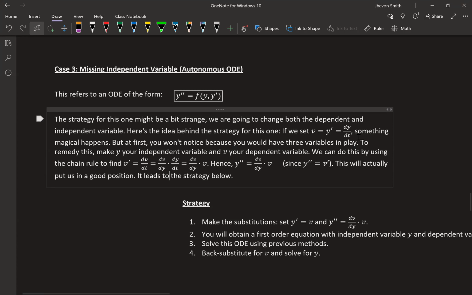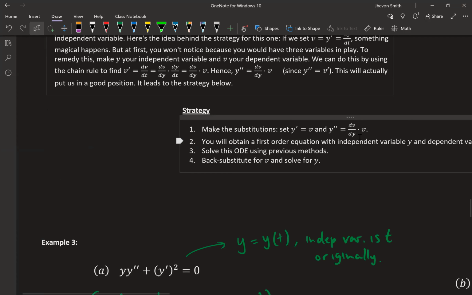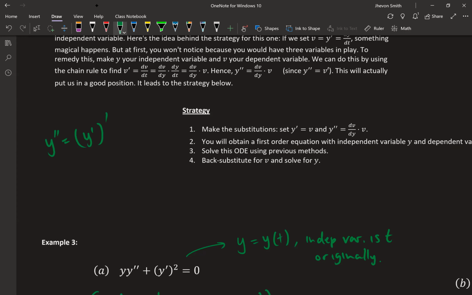No, y prime times y prime is not y double prime. y double prime is the same as y prime prime. If you look at y prime times y prime, that's actually y prime squared, which is not the same thing.